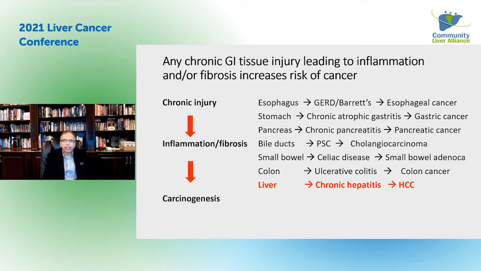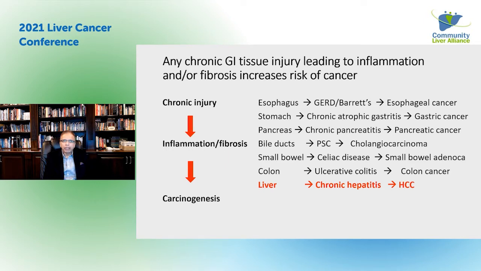Similarly, in the stomach, if there is atrophic gastritis or focal intestinal metaplasia, that creates a risk for gastric cancer development. In chronic pancreatitis, particularly chronic calcific pancreatitis, there is risk of pancreatic cancer. Inflammation of the biliary tree is manifested as primary sclerosing cholangitis, creates a risk for development of cholangiocarcinoma. Patients with long-standing celiac disease have risk for small bowel adenocarcinoma. And similarly, those with ulcerative colitis have risk of colon cancer.